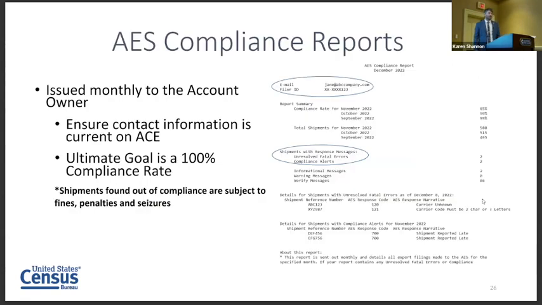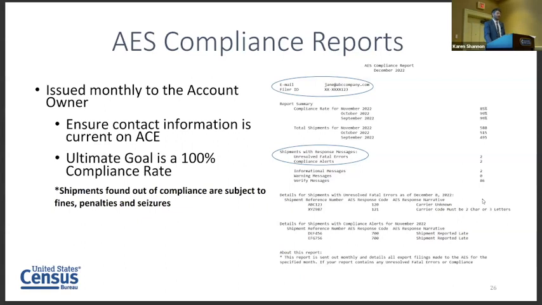Okay, so to the question earlier about how many you can do in the system. One way that we try to promote compliance is by sending out something we call the AES compliance reports. This is a monthly report that goes out. If you are a filer that's here today and you or your company is not receiving a compliance report, then I would ask you to reach out to me separately and we can work through that and make sure that the correct person is getting that.